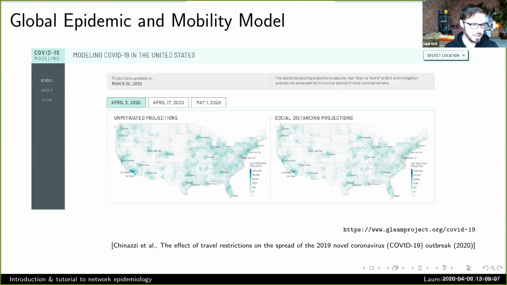And here's my favorite example. It's the team at Northeastern on the GLEAM project led by Alessandro Vespignani. And I invite you to go look at their website, gleamproject.org, or at their recent paper in Science, which you might look at and think that this is out of reach for you if you're new to disease modeling. It's actually not that complicated, right?